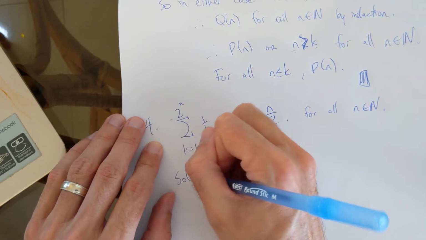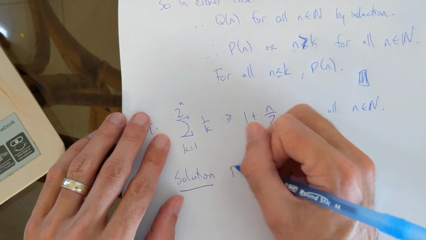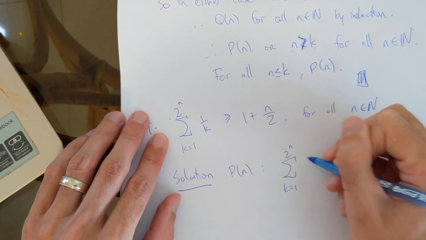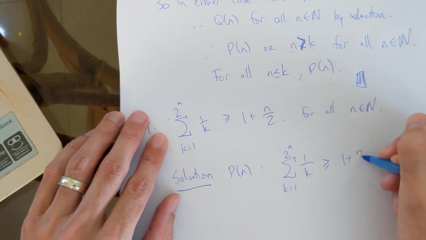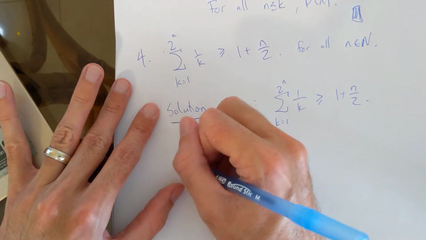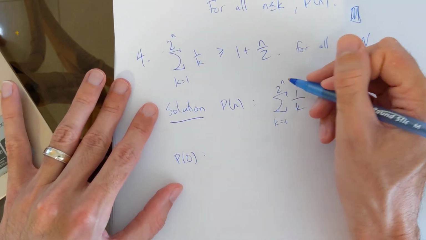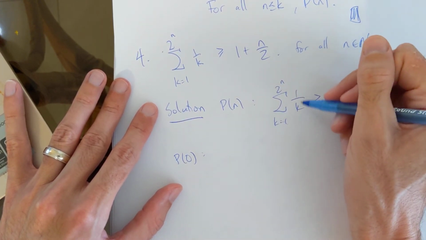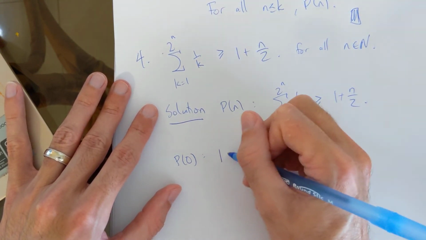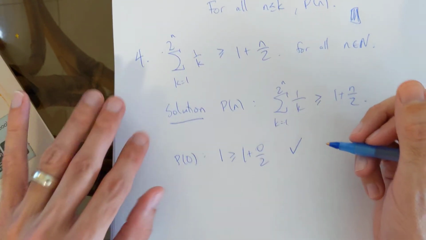Okay, so solution, well, let's just call this inequality p of n. Okay, p of 0 is just a statement that the summation from 1 to 2 to the 0, in other words, the summation from 1 to 1 of 1 over k, which is just 1, just says 1 is bigger than or equal to 1 plus 0. Of course, that's true. That just says 1 is bigger than or equal to 1.